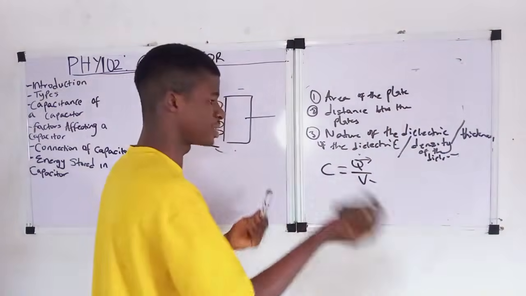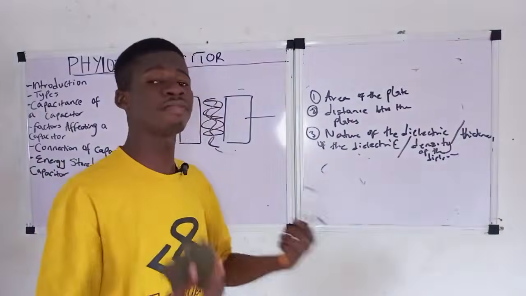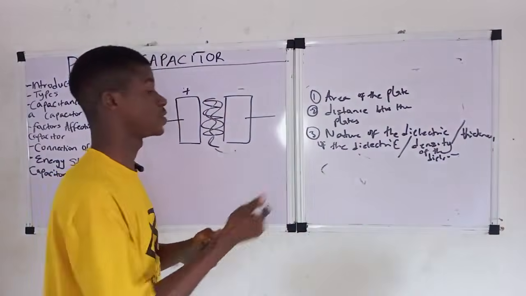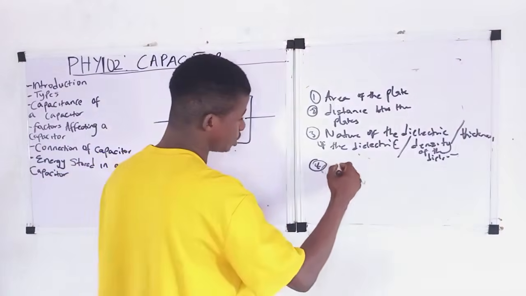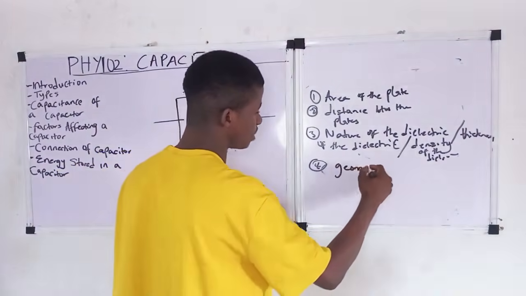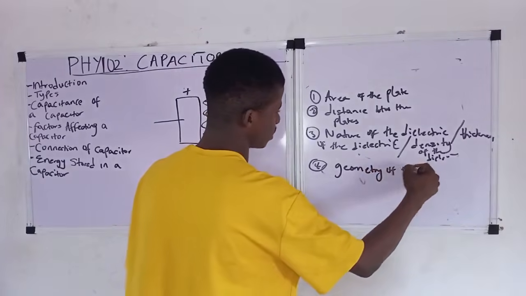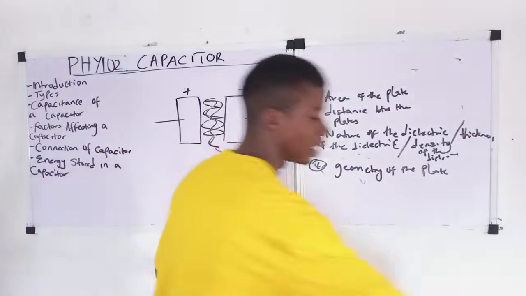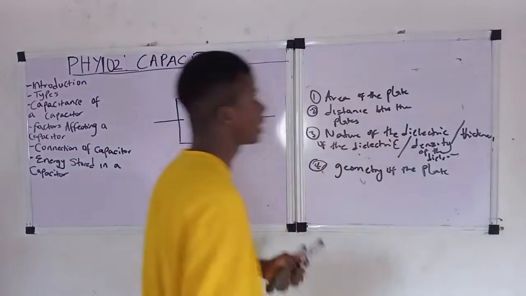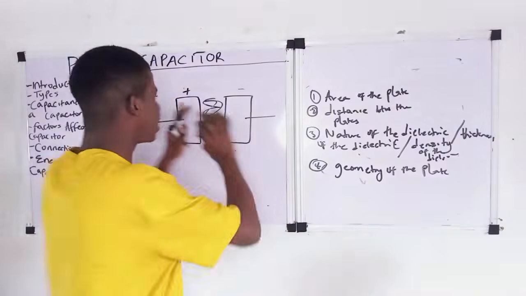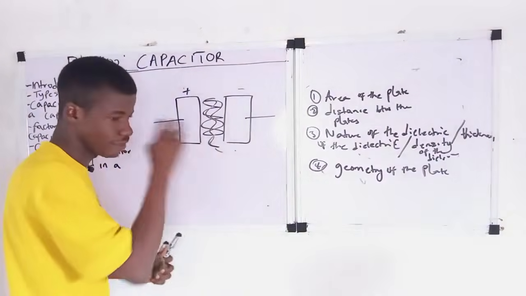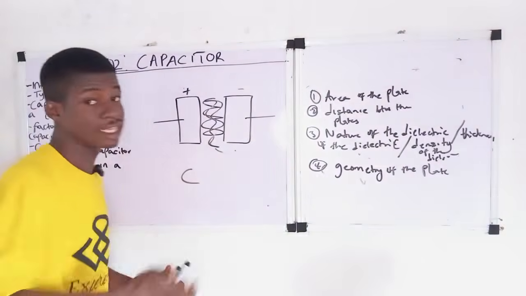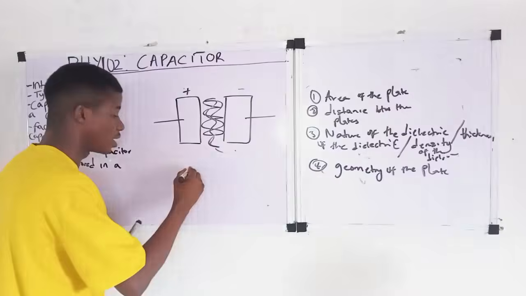So that is number three. Another factor that can affect the capacitance of the capacitor is the geometry of the plate. So these are the factors that affect capacitance: the area of the plate, the distance between the plates, the nature of the dielectric, and the geometry of the plate. Now let me give you guys the formula.